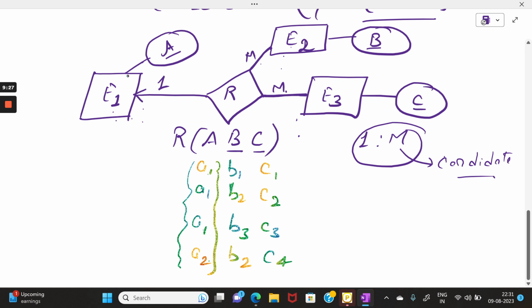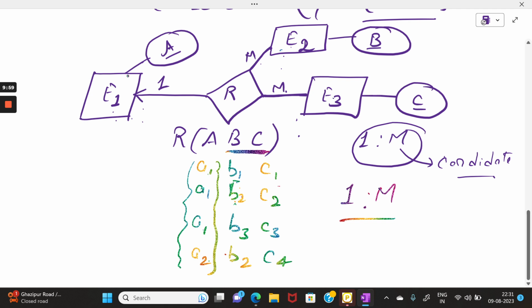But here you see that if we treat B as the key, then definitely this B1 may come one time, but B2 is coming two times, right? So this can be the mapping here. So not exactly can we say that it is one to one, one to M mapping, because here we have three entity sets. We don't have two entity sets. So in that way we can have this BC entirely as the candidate key.